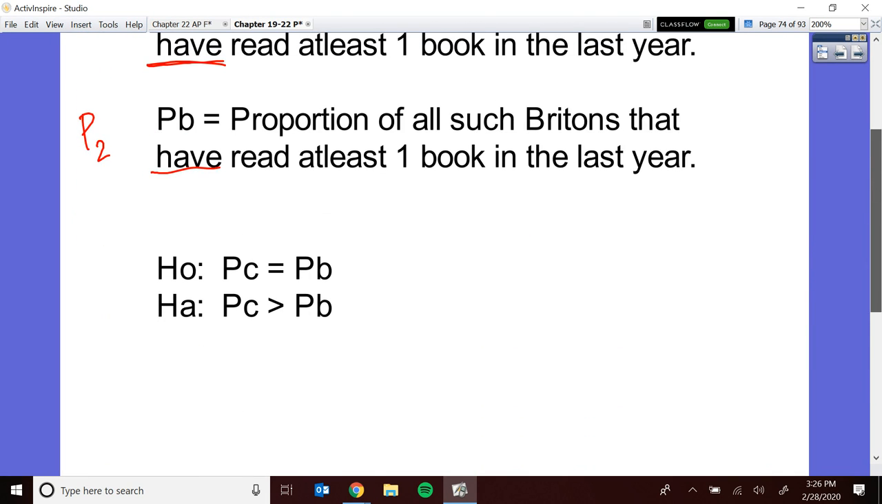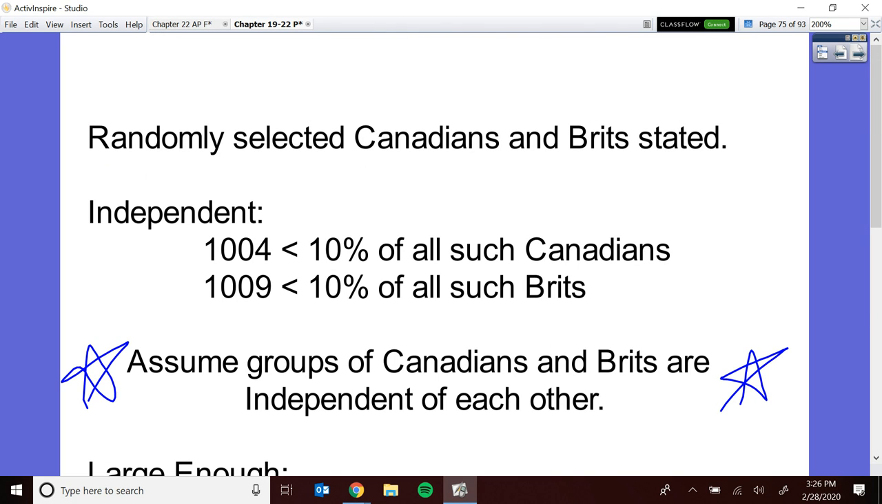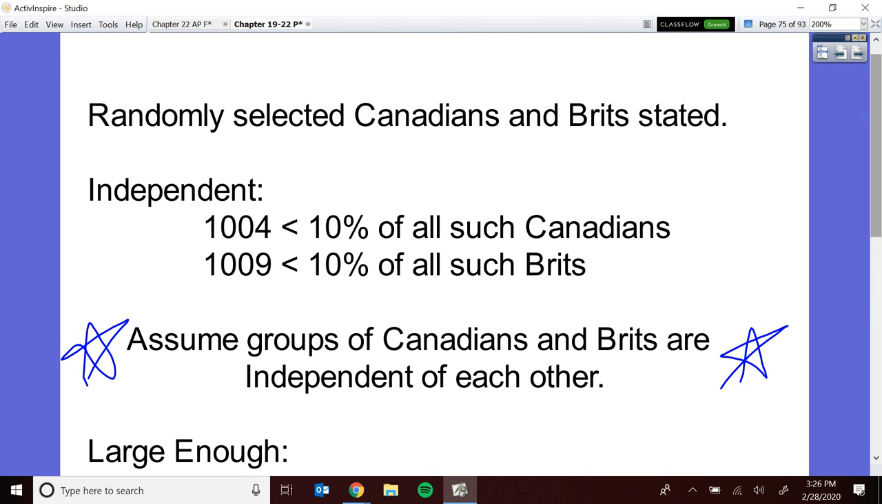So there's your alternative. Here are the conditions. Randomly selected Canadians and Brits was stated, both of them. Notice how I say everything about both. Independent: 1004 is less than 10% of all such Canadians. 1009 is less than 10% of all such Brits. And here was that special additional independence condition saying that, yes, I'm pretty sure the Canadians and Brits are independent of each other. I did not have any British Canadians that I counted in both groups.